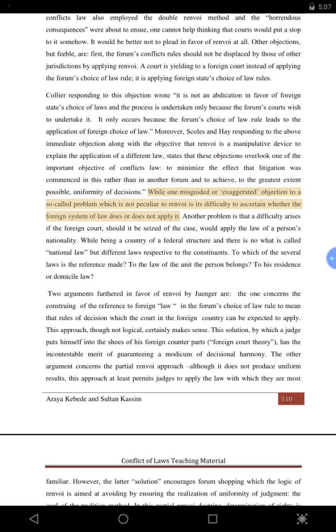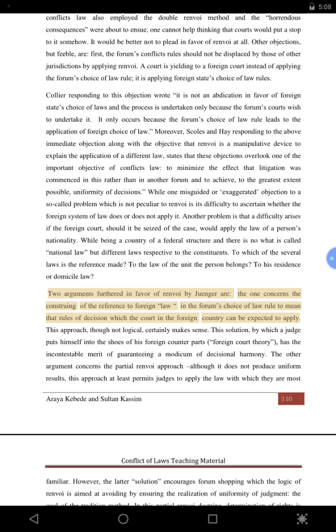Another misguided or exaggerated objection, to a so-called problem which is not peculiar to renvoi, is the difficulty of ascertaining whether the foreign system of law does or does not apply it. Another problem is that a difficulty arises if the foreign court, should it be seized of the case, would apply the law of a person's nationality. In a country of a federal structure there is no national law, but different laws respective to the constituents. To which of the several laws is the reference made? To the law of the unit the person belongs to? To his residence or domicile law?